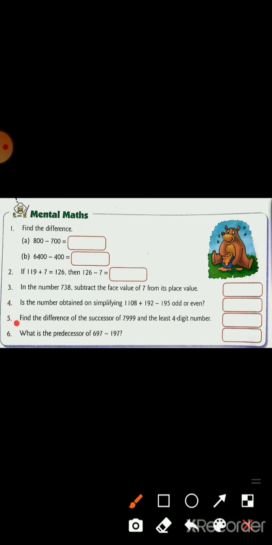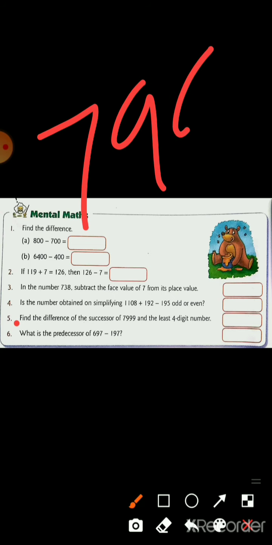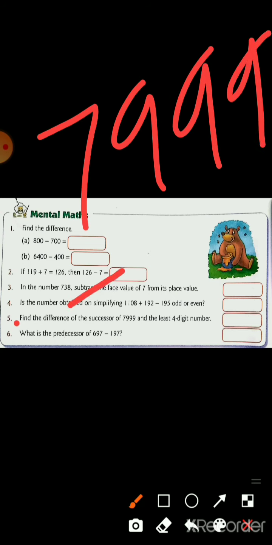Next question. Find the difference of the successor of 7999 and the least 4-digit number. Successor means we have to add 1. How will we get the successor of 7999? We have to add 1.